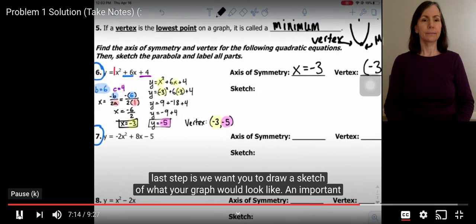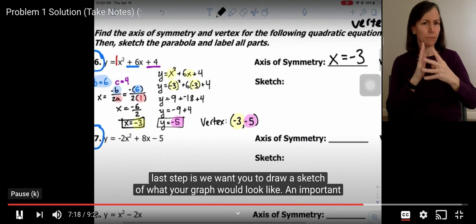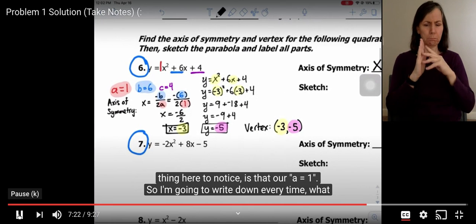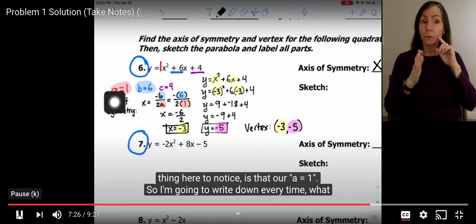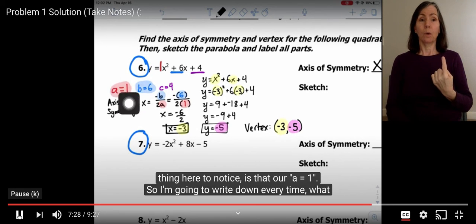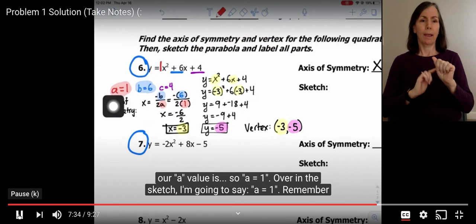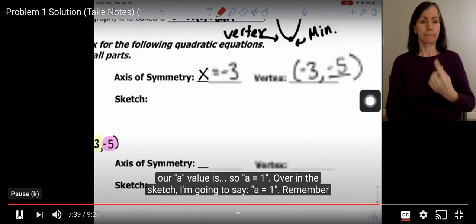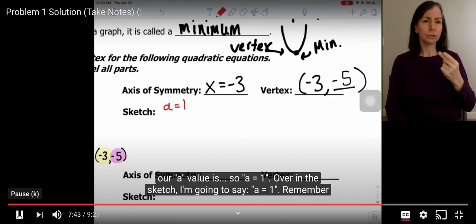The last step is we want you to draw a sketch of what your graph would look like. An important thing here to notice is that our a equals 1. So I'm going to write down every time what our a value is. So a equals 1. Over in the sketch, I'm going to say a equals 1.